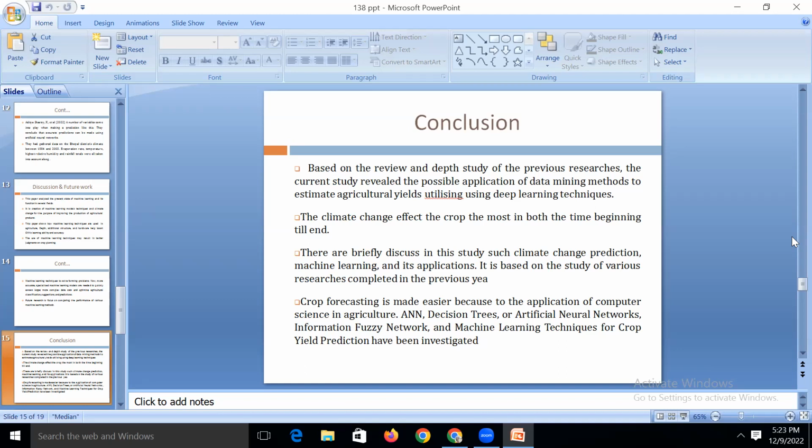Crop forecasting is made easier because of the application of computer science in agriculture. ANN, decision trees, artificial neural networks, information fuzzy networks, and machine learning techniques for crop yield prediction have been investigated.